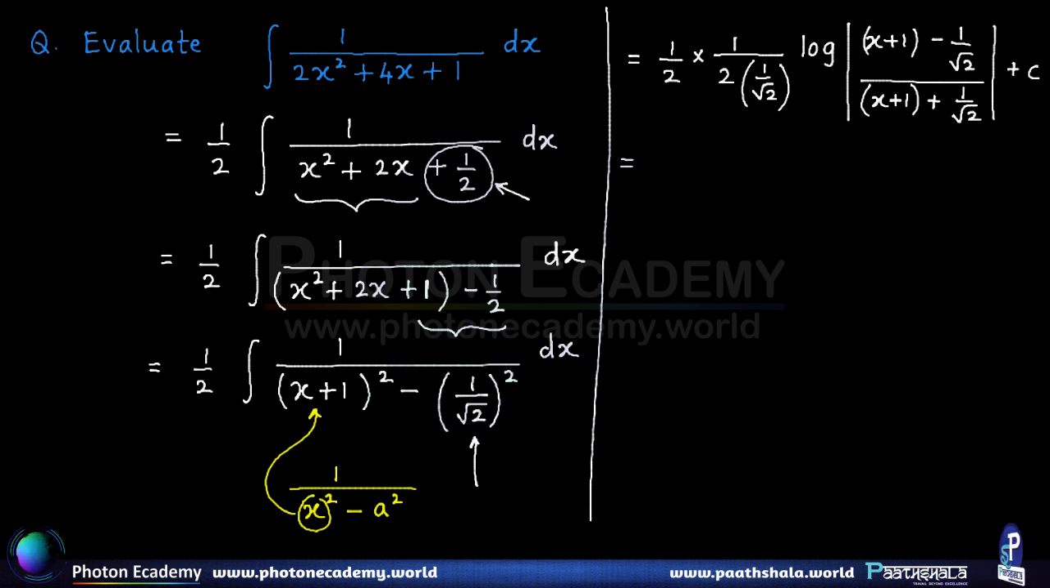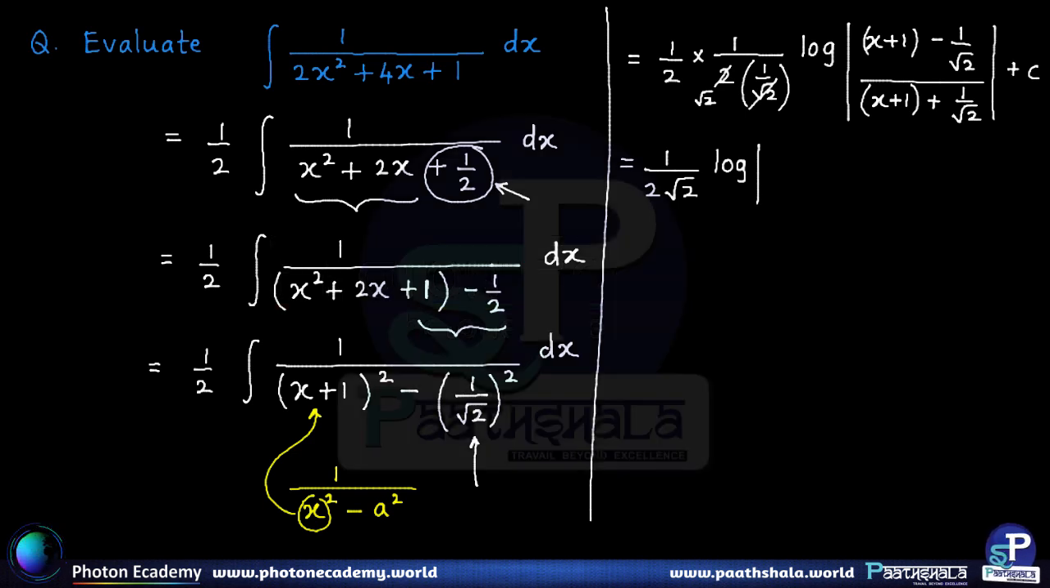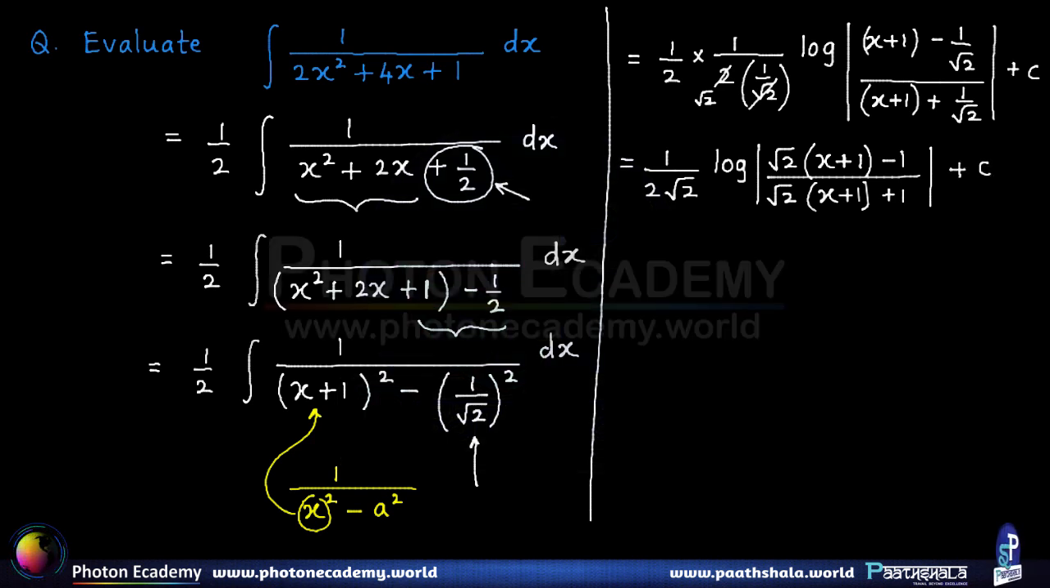So now we have to just simplify this. Now if you observe, the root 2 will cut with the root 2 and only root 2 will remain. So we have 1 upon 2 root 2 log of, now on multiplying with root 2 we can write it as root 2 into bracket x plus 1 minus 1 whole upon root 2 into bracket x plus 1 plus 1, plus c, which is the final answer. So the idea is that we have to complete the square in the denominator and reduce it to one of the standard forms. Now let's see another variety.